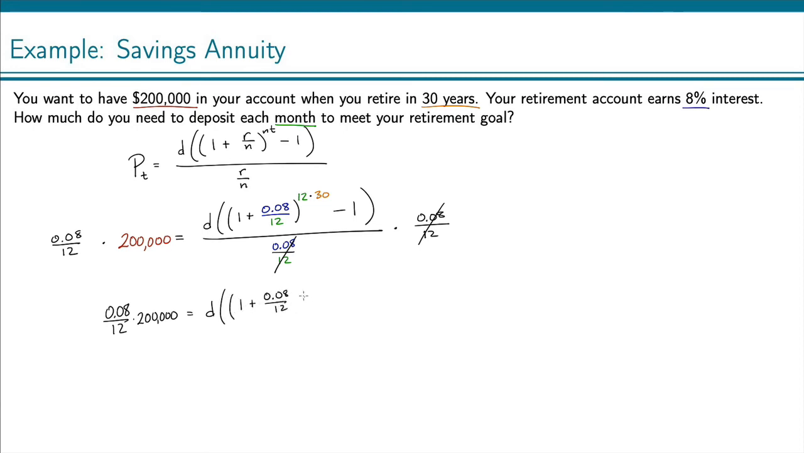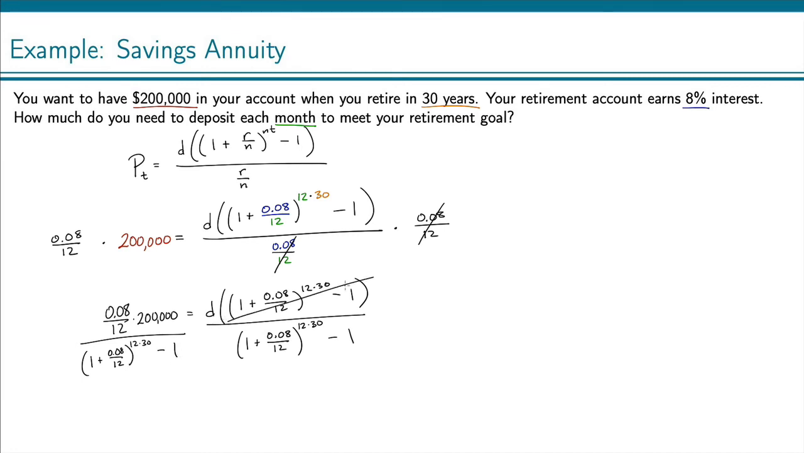And now we need to get D by itself. What's happening here is D times all of that. So to get D by itself, we're just going to divide by that thing. So divide both sides by that long expression there, 1 plus 0.08 over 12, raised to the 12 times 30, minus 1. That's that whole thing there. And we do it on the left side as well. And over here, it cancels that whole thing out, and we get D by itself.